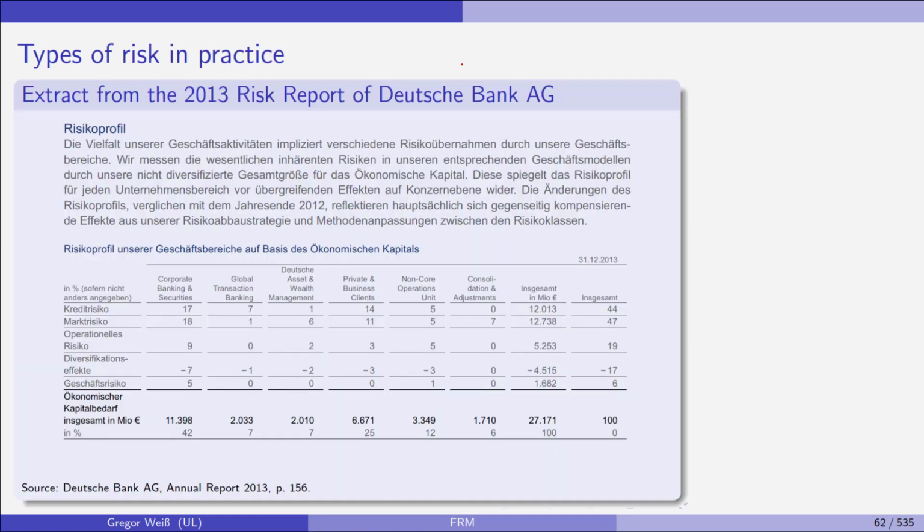Okay, now let's look at those different types of risk in a very practical example. This is the extract from the 2013 risk report of Deutsche Bank. Deutsche Bank being the largest bank in Germany, and in 2013 they published this risk report.